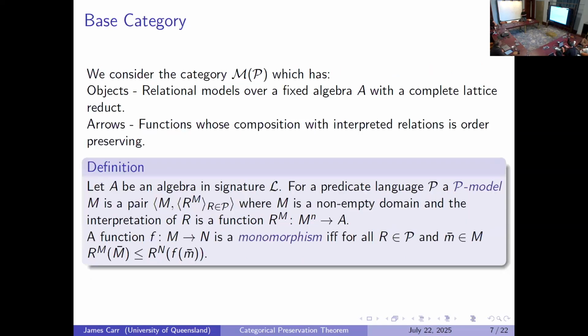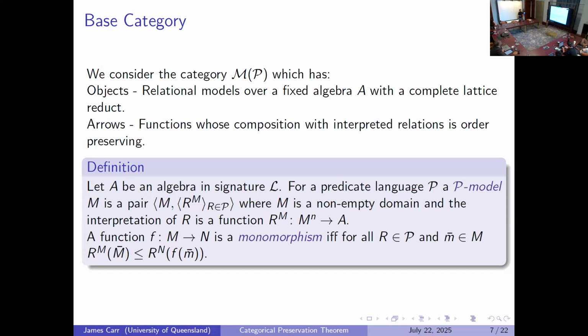Okay, so what's our base category? The idea is that our objects are going to become relational models over non-classical models, so relational models over a fixed algebra A. What does that actually mean? You take some algebra A and some signature L. Then, for a given predicate language, what is a model? It's a non-empty domain. And then instead of interpreting relation symbols as subsets of the domain, they're now n-ary functions from the domain into the algebra.